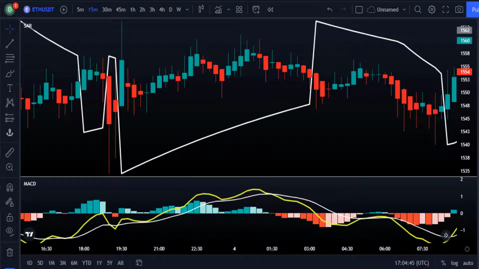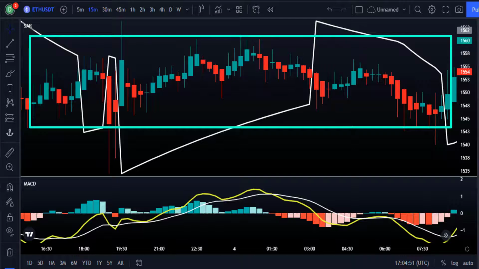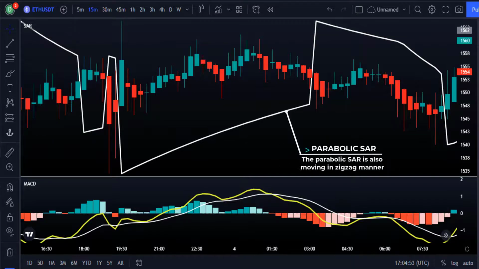Here is another example of the kind of trade you are not supposed to take or should avoid entering. Here the price is trading sideways, the parabolic SAR is moving zigzag horizontally, and the signal from the MACD is not accurate as the MACD line crosses above and below the signal line frequently.